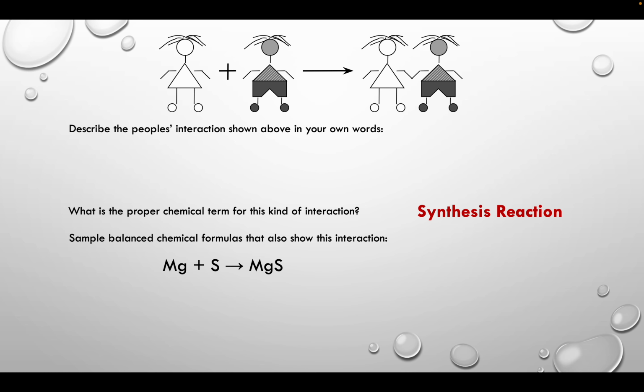Chemically, it would look like this. You take a magnesium and a sulfur and you add them together and you get magnesium sulfide. Or you take a sodium and a chloride and you get sodium chloride. Or you take nitrogen and hydrogen and make ammonia, right? So you're taking these individual elements, you're sticking them together to make a new chemical. You're synthesizing a chemical.